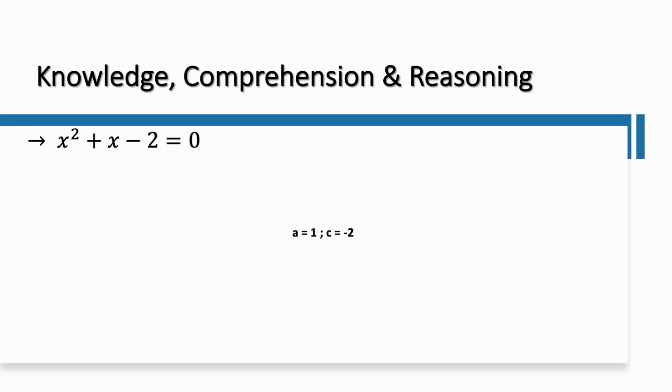So let us say a is equal to 1, which is the coefficient on the first term, and c is equal to minus 2, which is the constant. So a equals 1 is the coefficient on x squared, and c equals minus 2 is the constant. Now, multiply these 2 numbers, 1 and minus 2. That gives you minus 2.